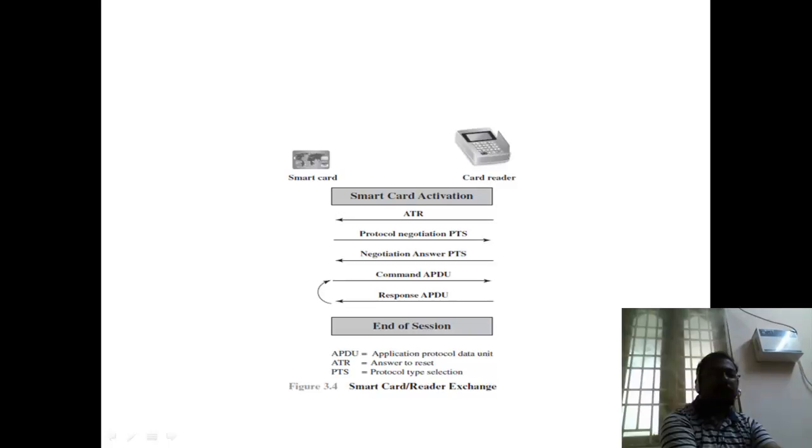This is a small diagram which shows how a smart card and the readers exchange information. We need not go into detail on that; it is just given for your reference.